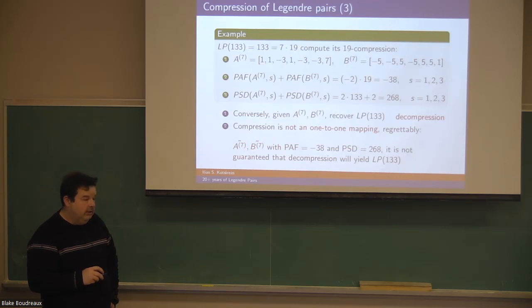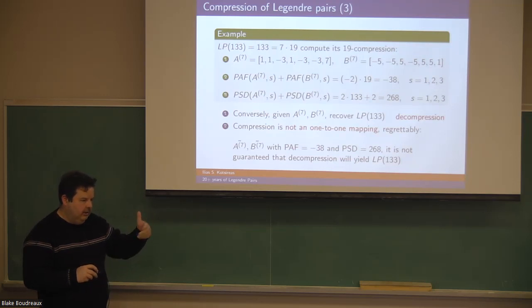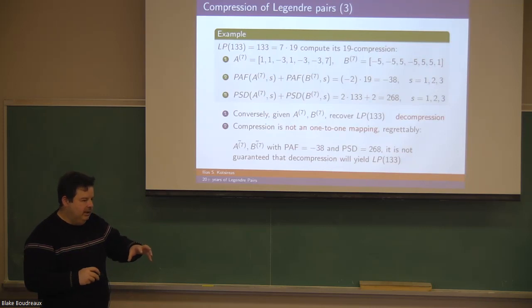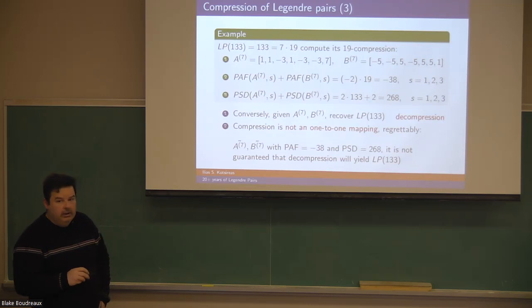Yes, you will. You will find the same Legendre pair or something which is equivalent by symmetry. The class of symmetry defined by a Legendre pair contains n squared elements. So every cyclic shift of a Legendre pair in A or in B gives you another Legendre pair. So when you decompress, you will find one of these Legendre pairs in this symmetry class. Thank you for the questions.